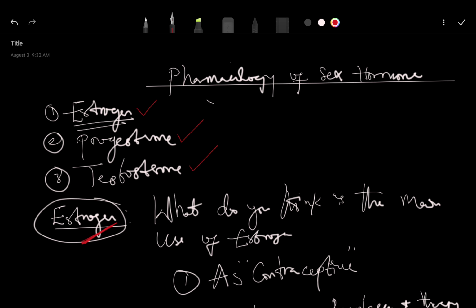Before we proceed, I would love to ask you a question, and I want you to ponder on this. What do you think are the main uses of estrogen?